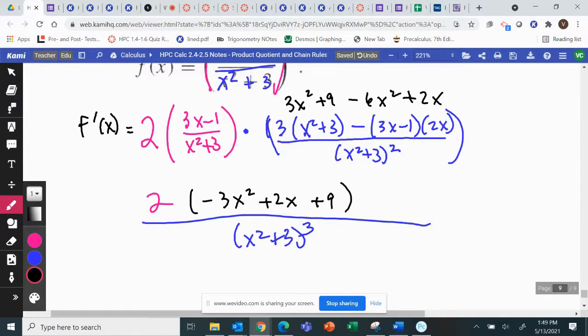Just double check I didn't make any silly mistakes. Minus, oh, I forgot something. I forgot about the 3x minus 1. I'm pretty sure that's how they had the answer. Yep, that's all they did for the answer. They didn't multiply anything further.